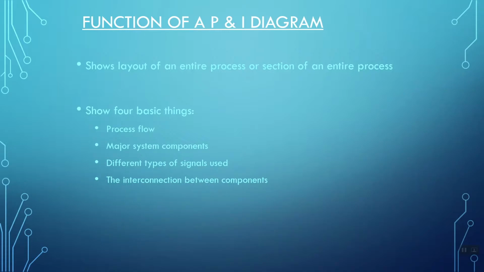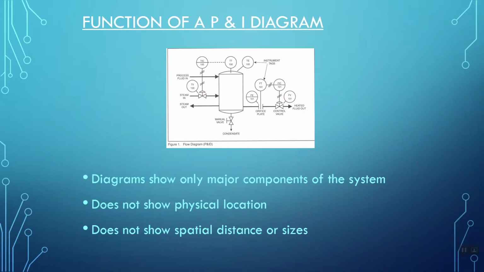It shows the four basic concepts, four basic things: the process flow, the major system components, the different types of signals used, and the interconnections between the components. That's so that it makes it easy for you to understand the whole process, what goes into it, and everything involved. Here is a basic diagram that shows a tank. So some of the ones that we've seen so far in some of our lab stuff.